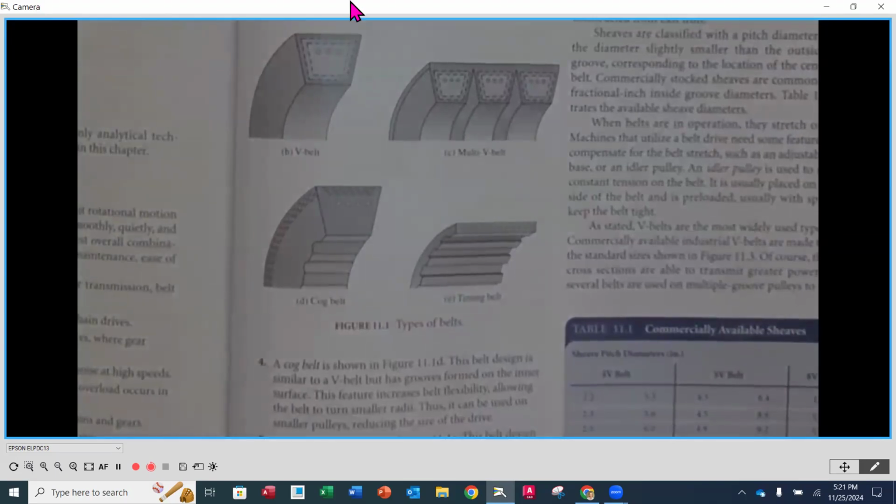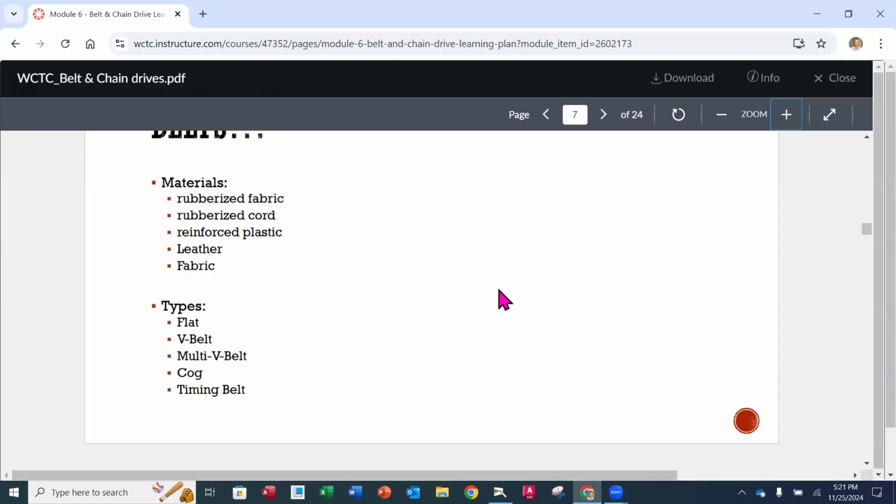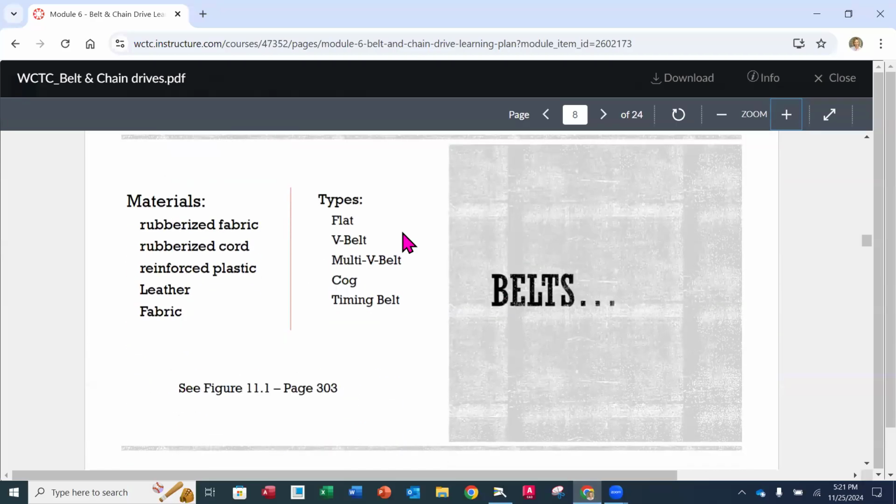So those are some of the types of V-belts that we would be looking at. Materials: rubberized fabric, rubberized cord, reinforced plastic, leather, and fabric can all be used for different types of belts. And whether they're used individually or in conjunction, it's all going to depend on the strength.